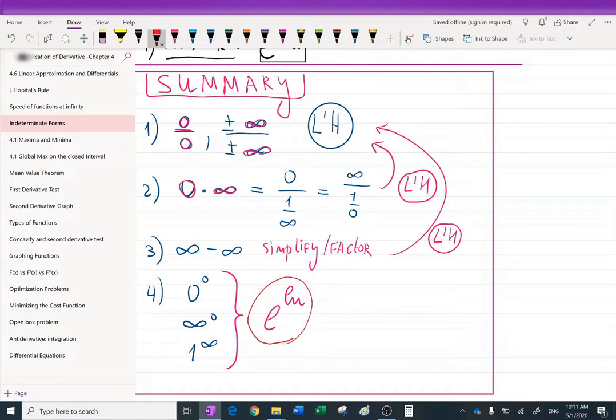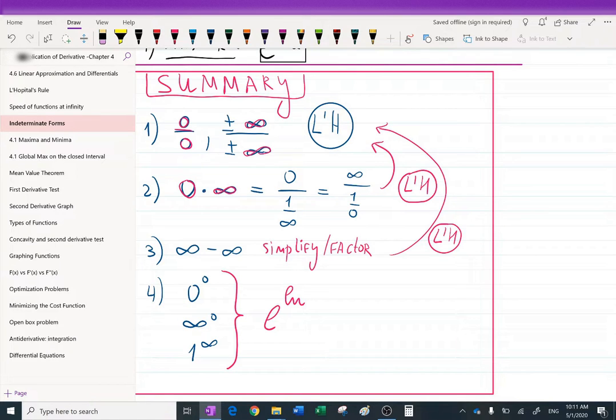Since I don't like having something raised to something, I'm applying the logarithmic function to both sides, to this limit. Then whatever was an exponent goes down. I'm working with that function instead, usually going back to L'Hopital's rule, and then to undo whatever I did, I apply e to the whole result. That's what we did.